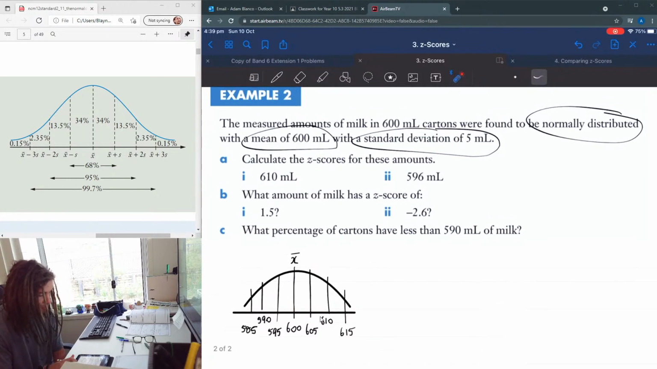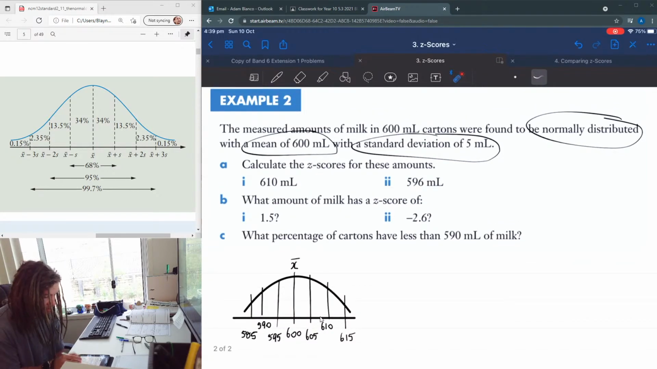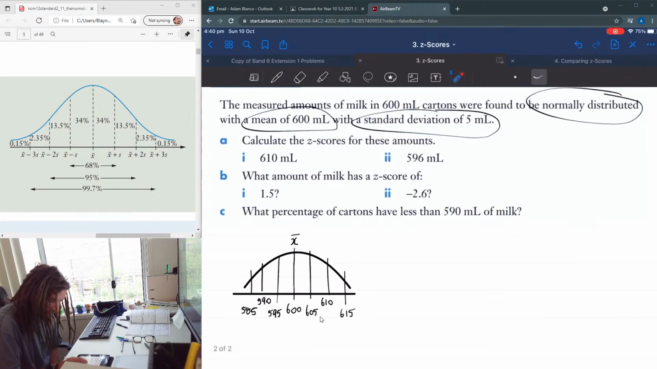I do call them scores, but in this case we're talking about cartons of milk. Whenever I refer to a score, it's just one of the values that was recorded. So if I measured everyone's heights, I might have a height of something, but really I can consider it a score. Or when we talk about test marks, that is also a score. Anyway, I've drawn my diagram.